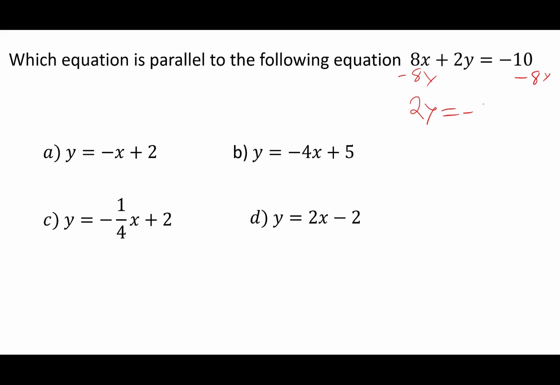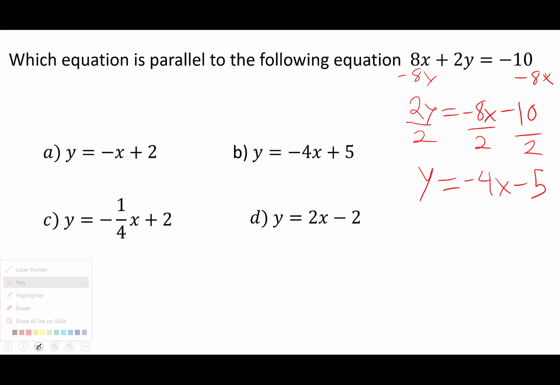2y is equal to negative 8x minus 10. Divide both sides by 2, because remember we're trying to isolate y, and we get y is equal to negative 8 divided by 2 is a negative 4, 10 divided by 2 is 5. So, what is my slope? Okay, well, my slope for this one here is a negative 4. So which of my four equations has a slope of negative 4?